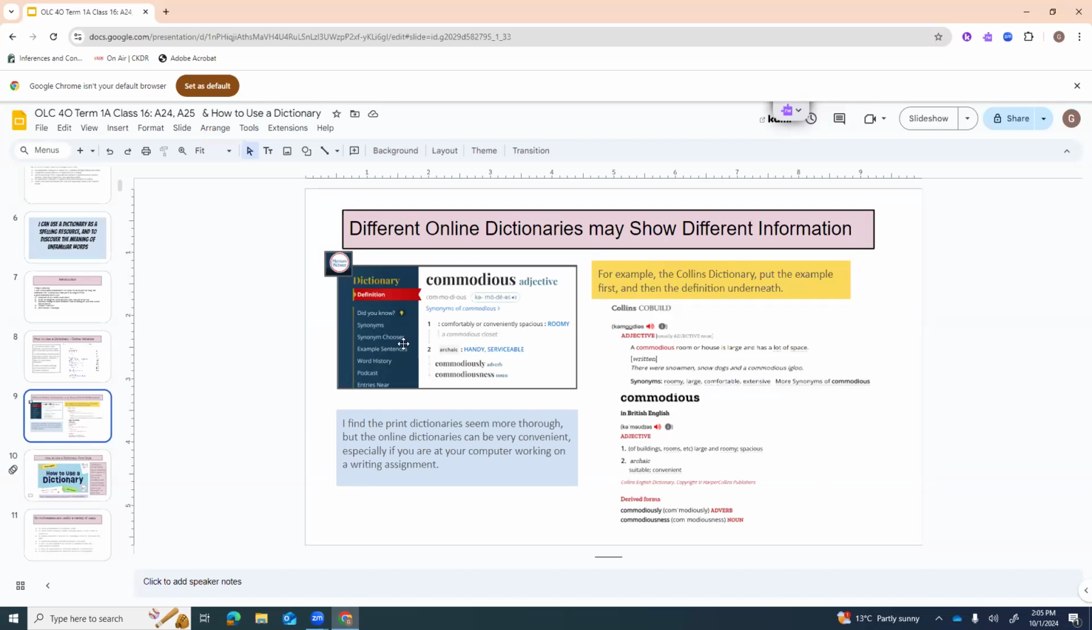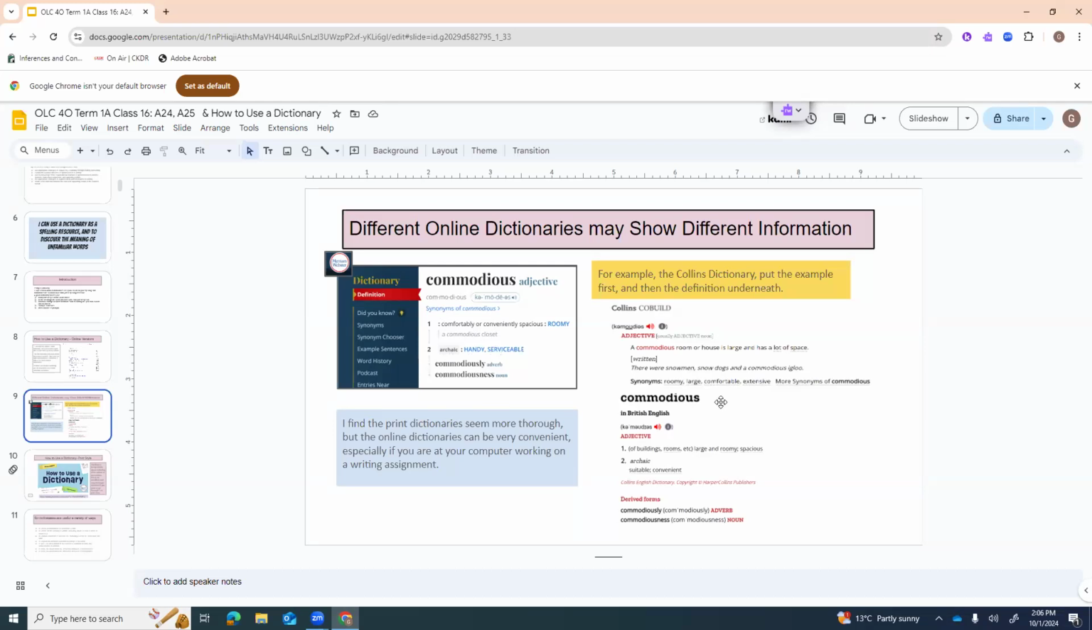So, here is the Merriam-Webster setup. When you put in a word like commodious, it comes up, it gives you the definition, comfortably or conveniently spacious, and then it gives you a synonym, roomy. It also tells you you could click on this link to get other synonyms. Archaic means there's an older usage that's not in use anymore, where it also meant being like handy or serviceable. And then it shows you that the word commodiously is the adverb and commodiousness is the noun. And then you could go down here and get other parts of this.